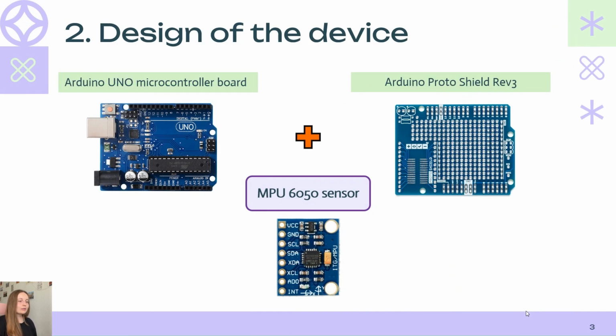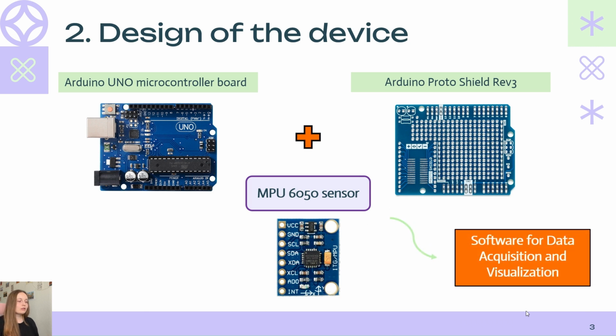Regarding the design of the device, the instruments that we used were an Arduino Uno microcontroller board, an Arduino ProtoShield Rev 3, and also an MPU 6050 sensor. We also developed an application in Arduino for the acquisition and captioning of the data. This device is supposed to be placed on the head of the patient with the help of an adjustable and elastic band.